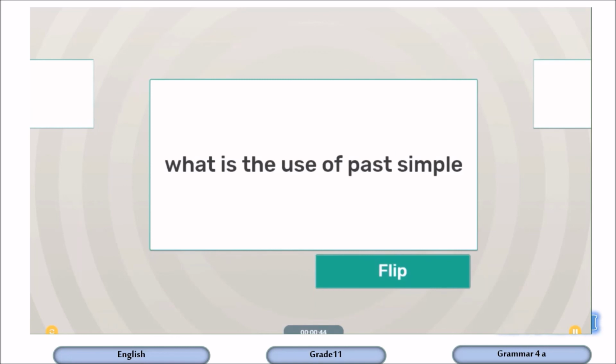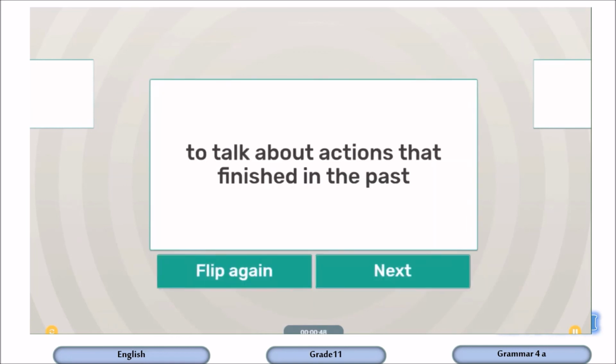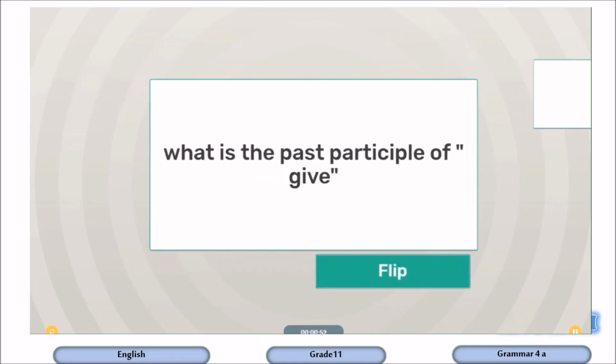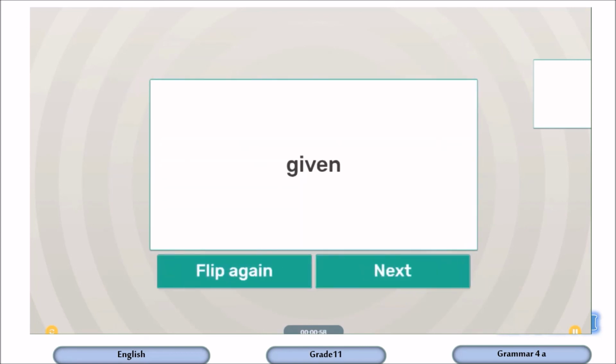What is the use of the past simple? To talk about actions that finished in the past. What is the past participle of give? Very good, it is given.